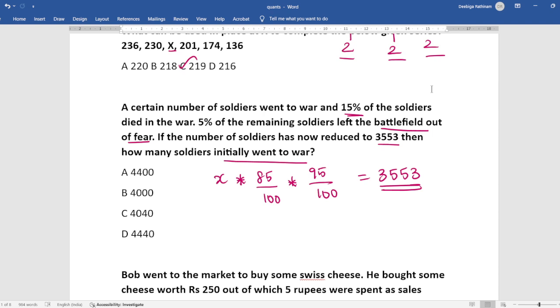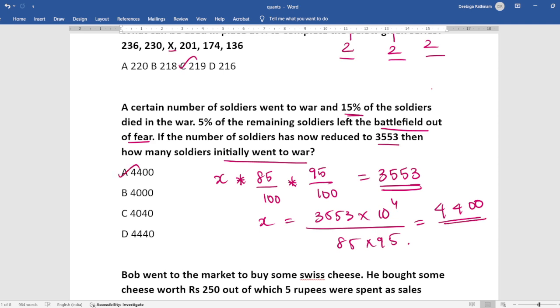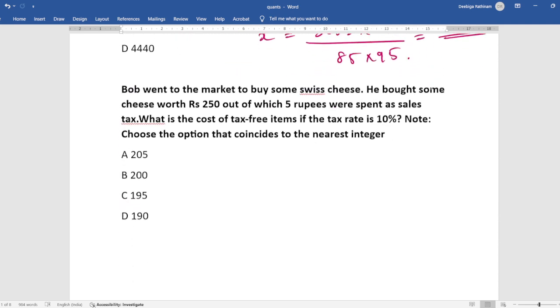So if you try to solve this, you will get x equals 3553 into 10 power 4 divided by 85 into 95, right? Now let's solve this, and if you divide by 85 and 95, the ultimate answer would be 4400. Okay, you can just simply do this. This will be 4400, and that would be the answer. Fine, now let's go to the next question.